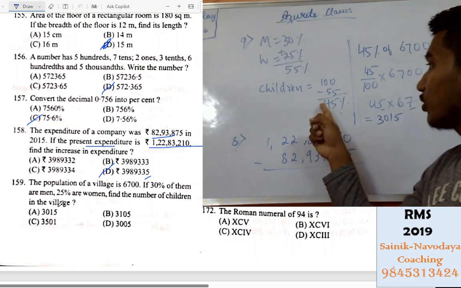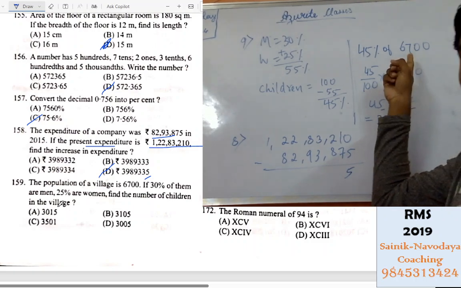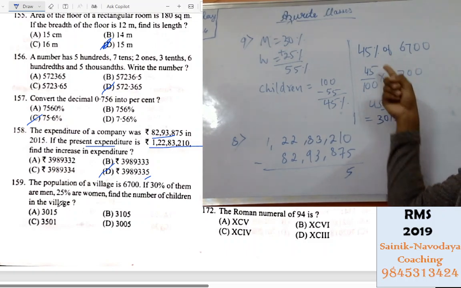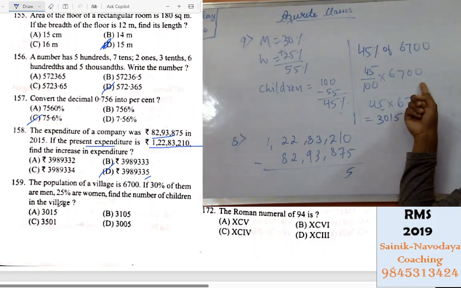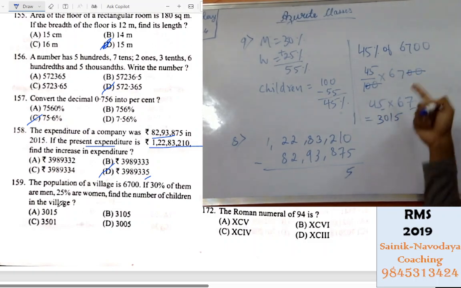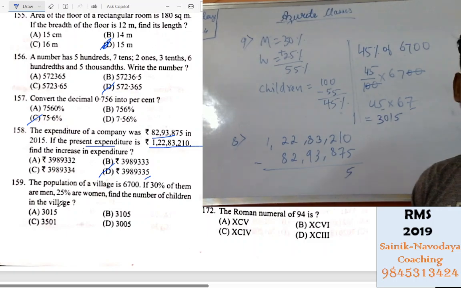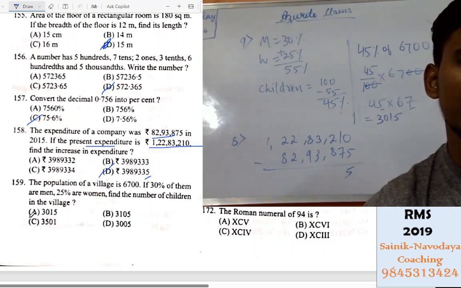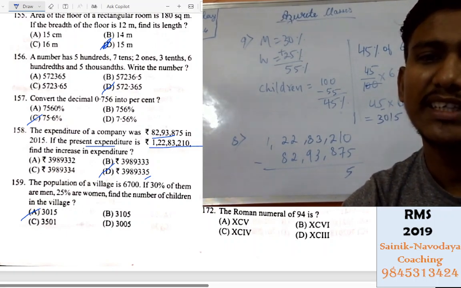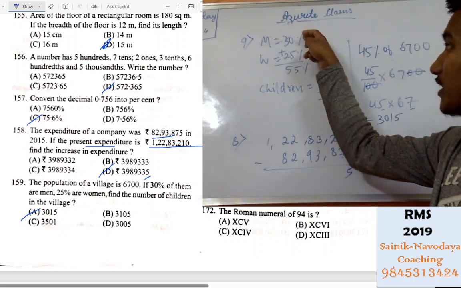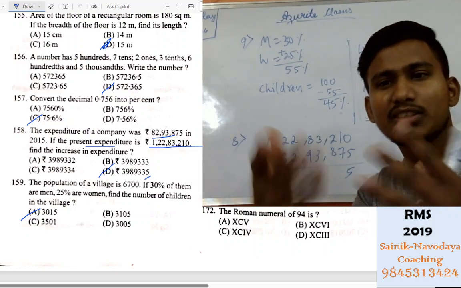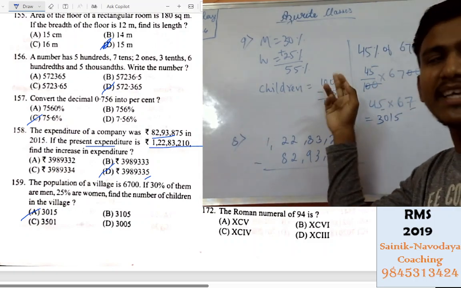So we have to find 45% of the total population, that is 6,700. 45% means 45 by 100 into 6,700. Here 2 zeros cancel with 2 zeros. So 45 into 67 will be 3,015. Option A. That is how we do it. That is not addition; that is total women and men. If you leave them out, children will be there. So we subtract it.